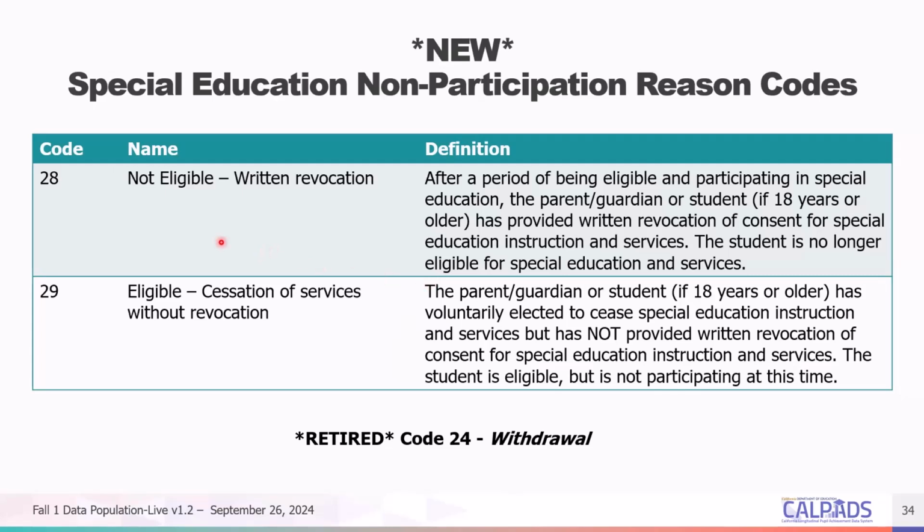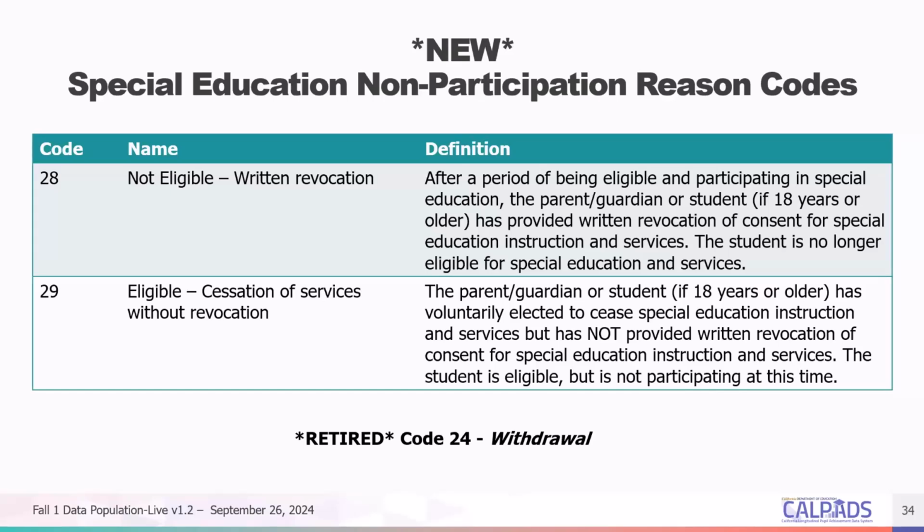So if we use code 28 as our special education non-participation reason type code, we will have a status of not eligible in the students with disabilities status record. If we use code 29 for our special education non-participation reason code, we will have a status of eligible not participating in that status record. And so again, the last sentence provides the most help in distinguishing between the two codes. But the written revocation or lack thereof is an important explanation in the definition as well. So those are two new codes.